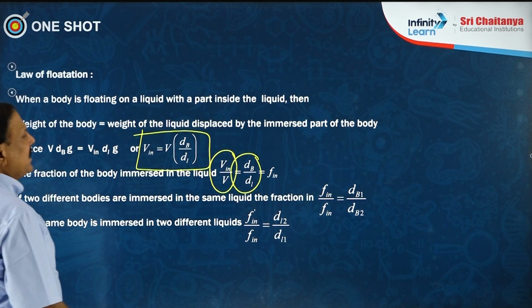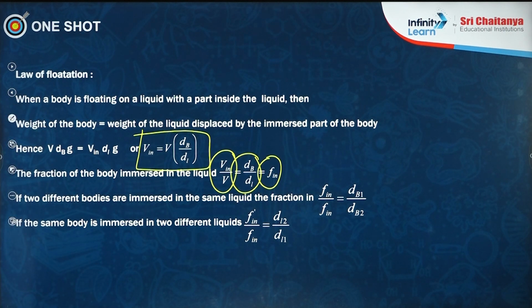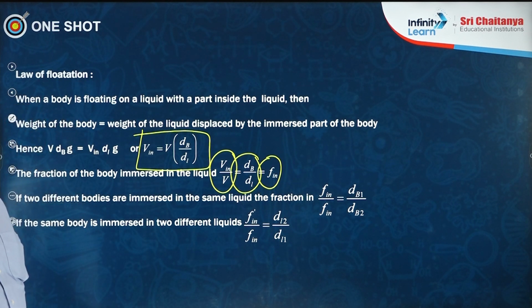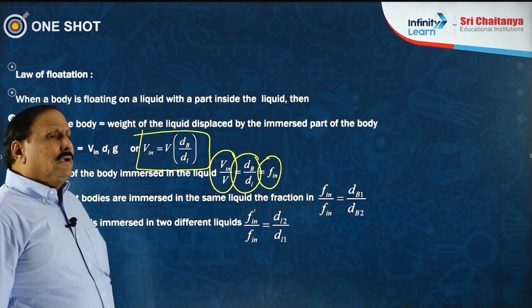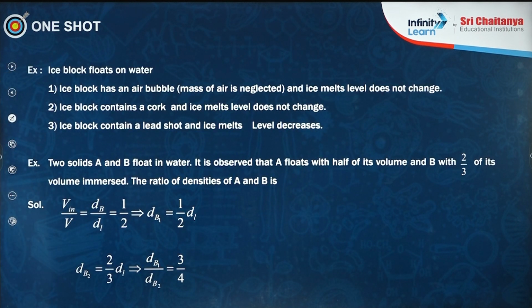So that is the fraction of the body inside the liquid. This is a simple formula by which we can solve numericals. For example, two bodies are immersed in a single liquid, or a single body is immersed in two different liquids, we can get numericals based on that. Here there are a few points we have to remember.